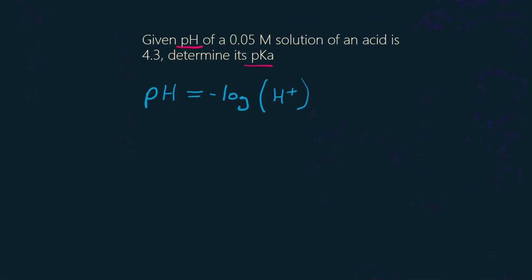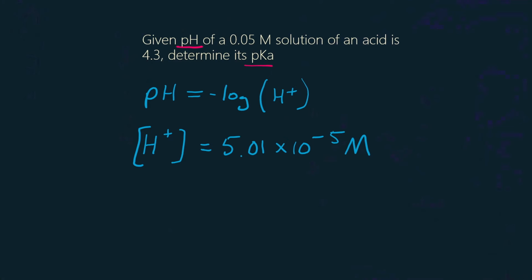Since we know that for every H+, there's an A-, we can plug it into the Ka equation and find pKa. So we know our pH is 4.3. Next, let's isolate H+, which gets us this value for the H+ concentration.